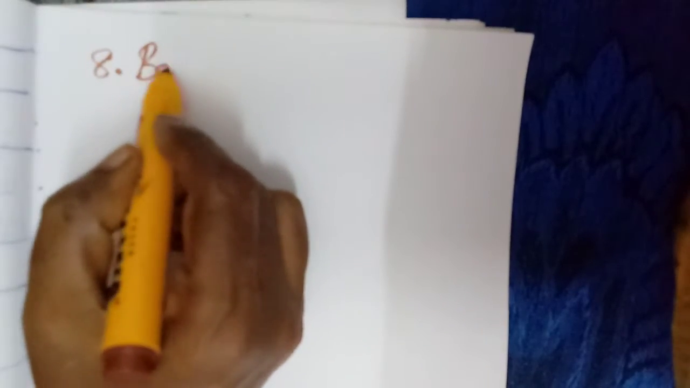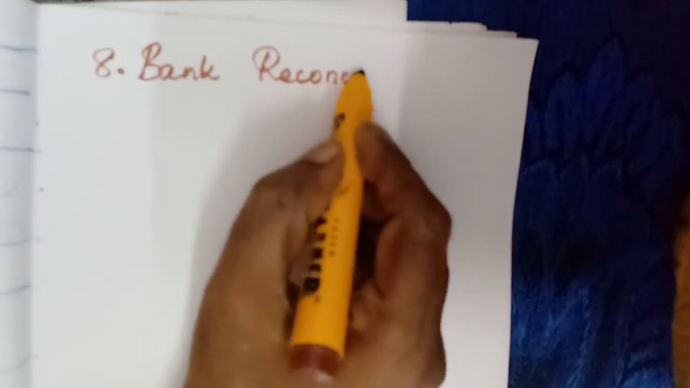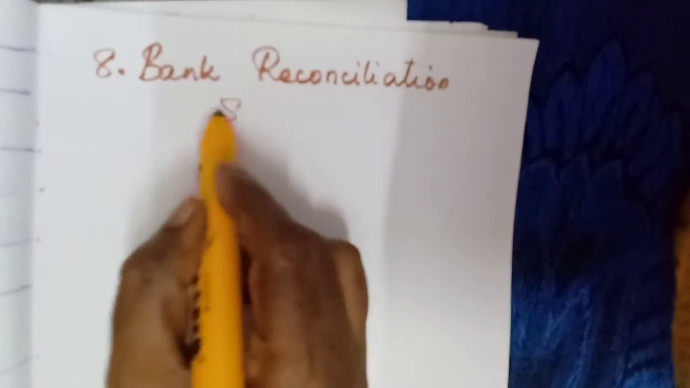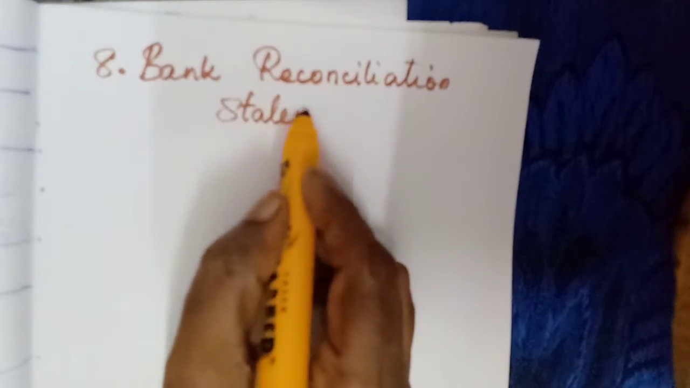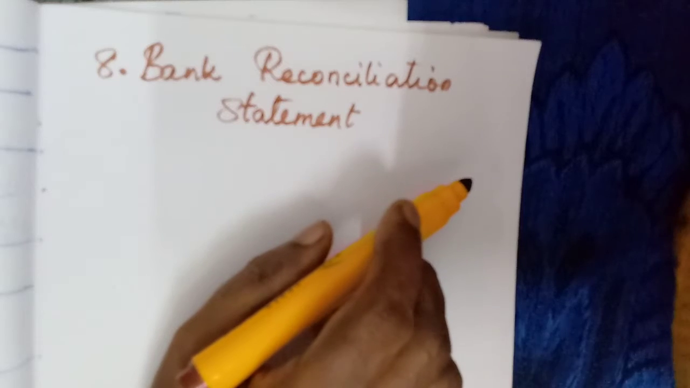Okay. In accountancy, shall we learn the next chapter, bank reconciliation statement. We have completed 7 chapters. Now the eighth one, bank reconciliation statement. Before starting this lesson, we should learn about the bank passbook and bank transactions.